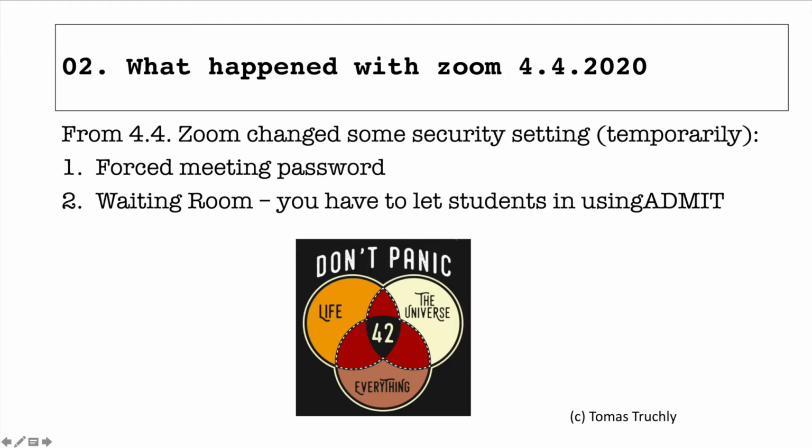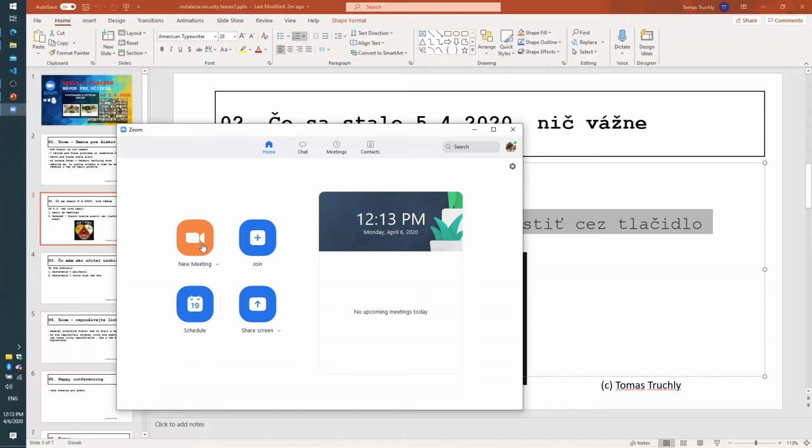What happened really? Since 4 April, Zoom has changed its security policy and forced some settings on you, as if Zoom was your administrator. Zoom forces you now to use a password in meetings even if you didn't have one. This seems to be only a temporary lock for a short period of time. And the second thing is that Zoom has enabled the waiting room in your account. That means your students connect with ID and password and they will get stuck in the waiting room until you let them in.